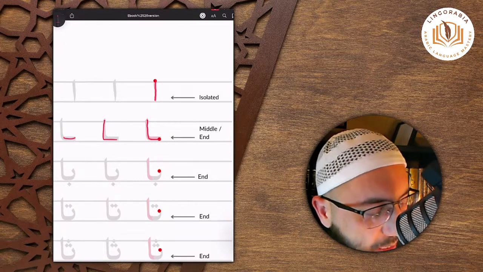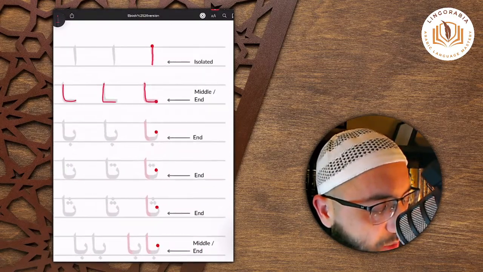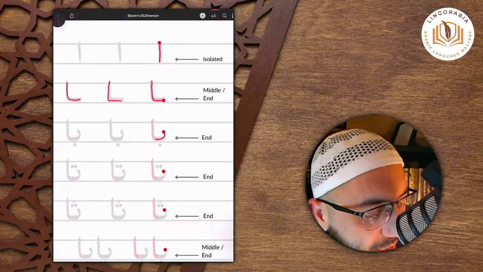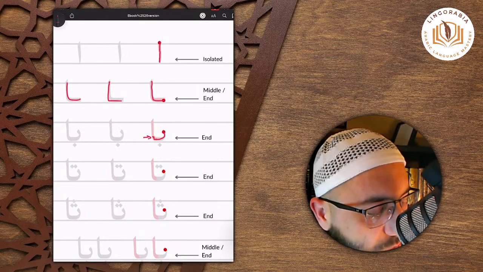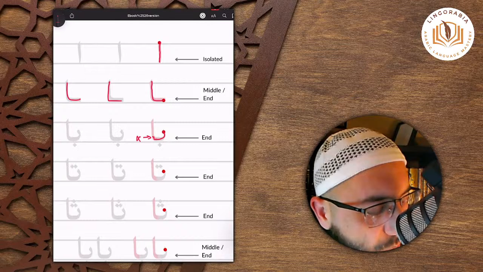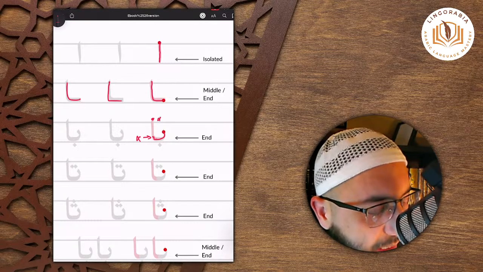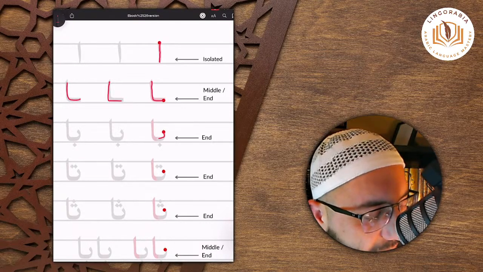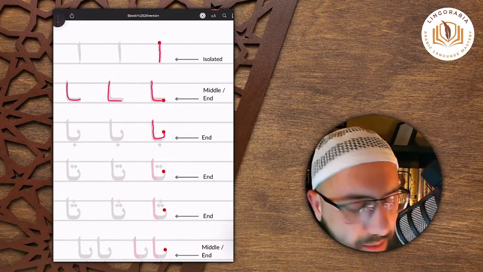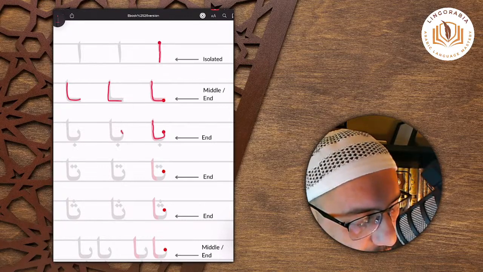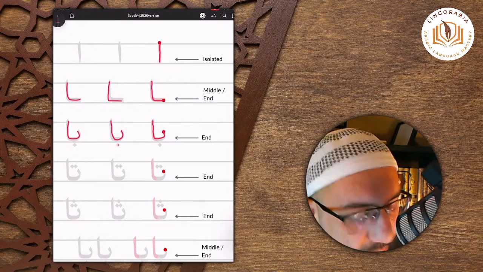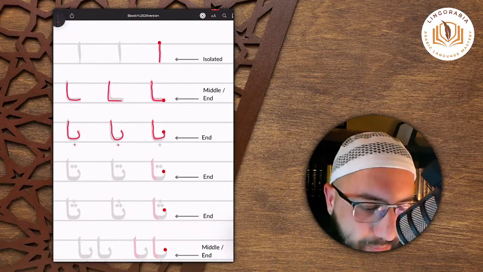We go up, and that brings us to this one. You see, this is the small ba. We start here, and once we arrive here, we don't release the pen, and we don't go to this point and go downwards. No, we write this in one go. We go like this and we go up, and then we write the dot afterwards. Does that make sense, guys?